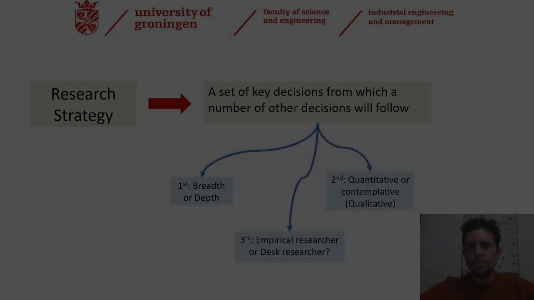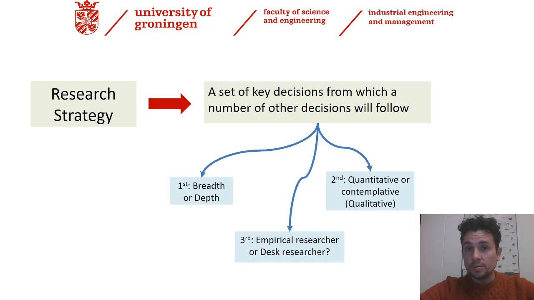Let's start with the research strategy. What are precisely those decisions that we should take? Three decisions are proposed by the authors of the book. The first one in terms of breadth or depth. The second one in terms of quantitative or qualitative. And finally, whether this is going to be a desk research or an empirical research.